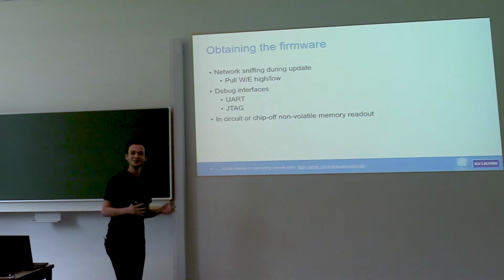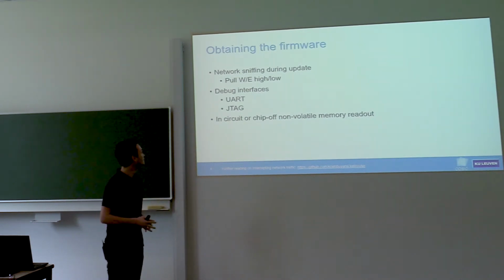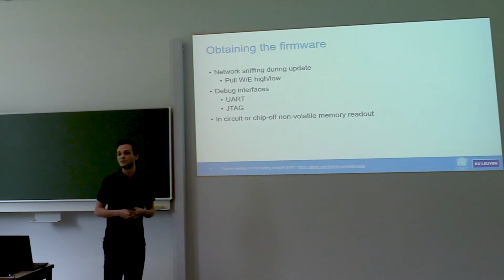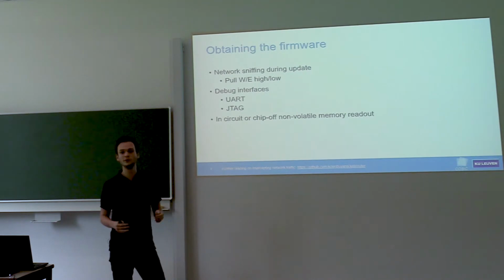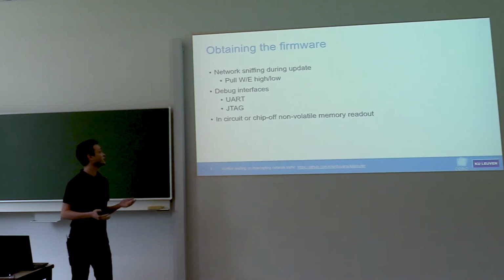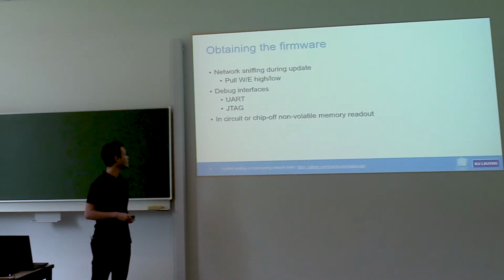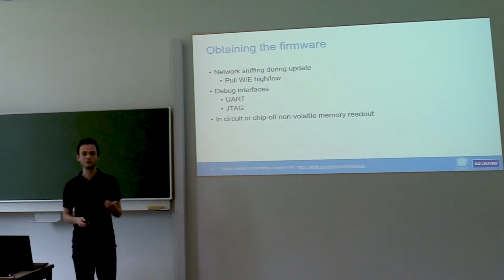So there's a few ways to try and obtain firmware from such a device. You could try to sniff the network traffic. This usually works, but I'm not going to discuss this technique. We're only going to look from the hardware perspective. Then the other options are debug interfaces, such as UART and JTAG. Those are the most common. And if those don't work out, we can still take the chip off the board and read it out using a reader.